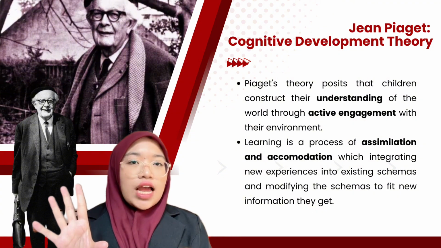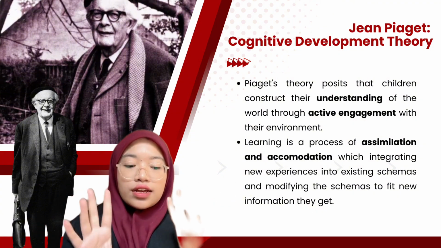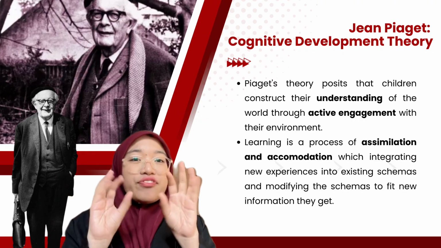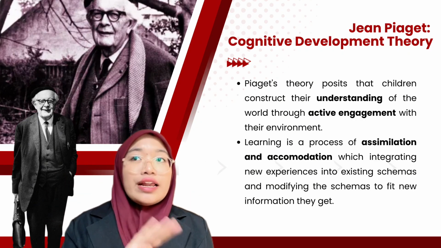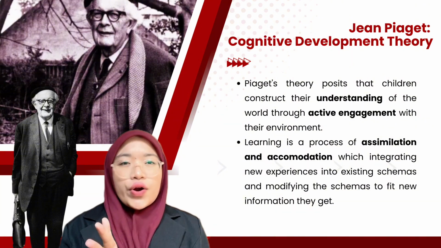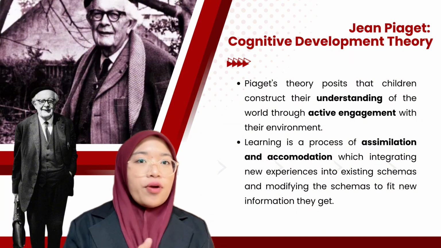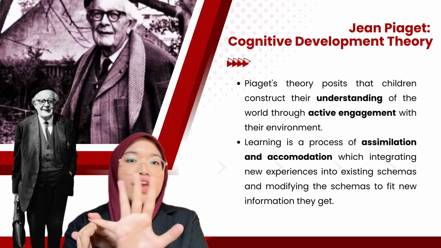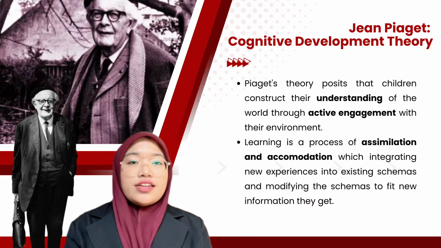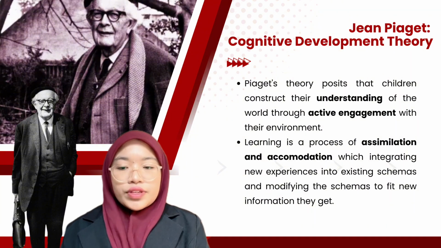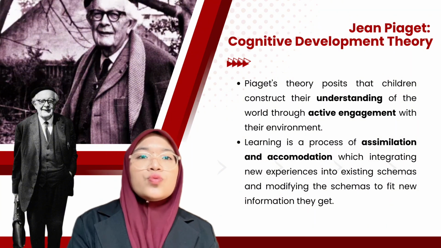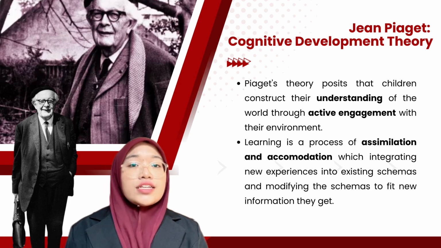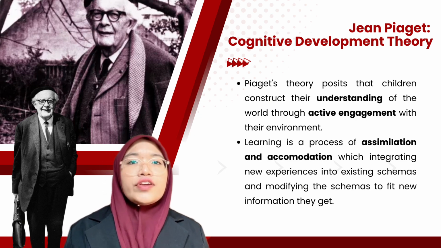So when kids learn new bigger numbers, they will count on their fingers first if they haven't learned how to calculate in the standard form. Maybe they will repeat, like here's the 10, and 11, 12, 13, 14. They apply their own knowledge to the new thing they learn. On the other hand, accommodation occurs when children need to adjust or modify their existing understanding to fit new information.